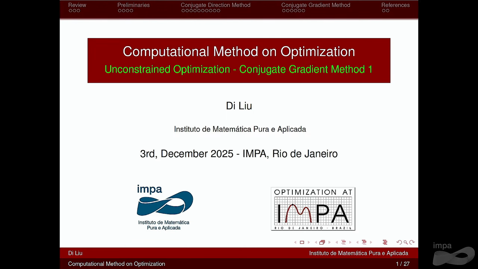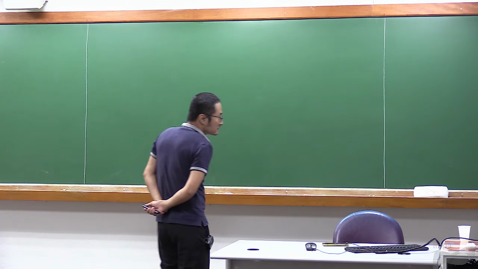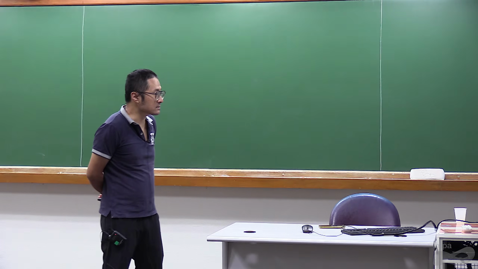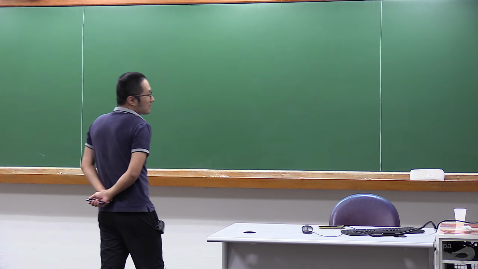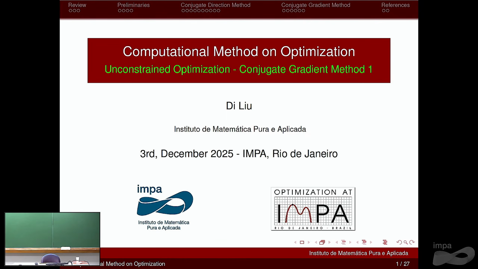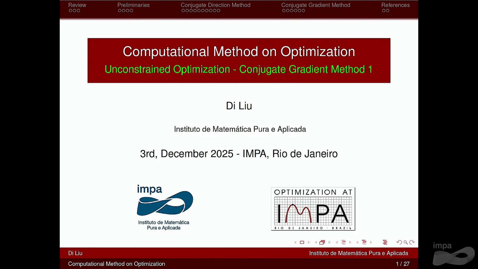Back to the computational method on the optimization. In this class, we will talk about the conjugate gradient methods, and we will divide it into 2 or 3 classes. First we will introduce the linear conjugate gradient method and the conjugate direction method, and then we will discuss the nonlinear one. This conjugate gradient method can also solve nonlinear optimization problems.